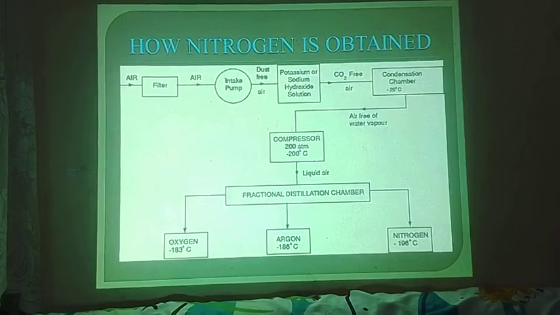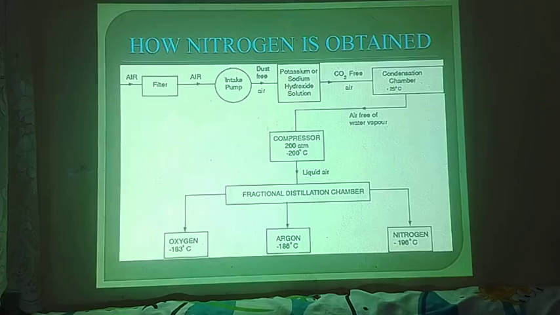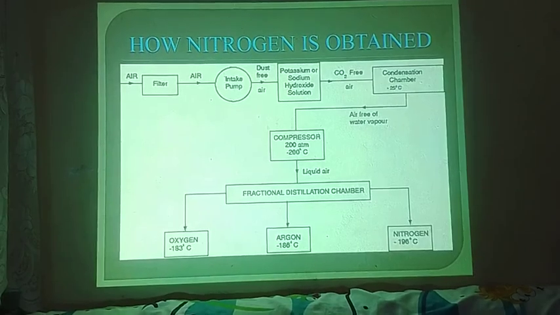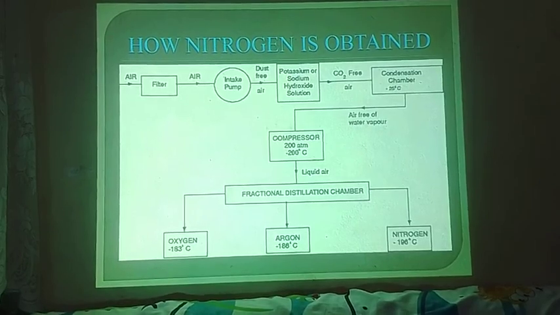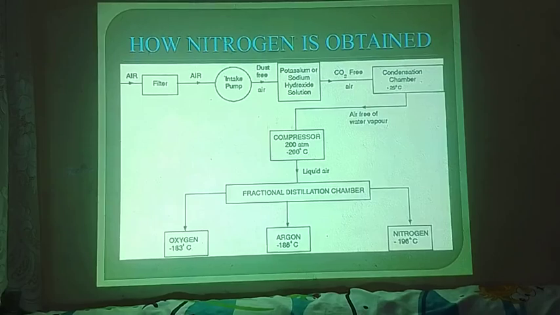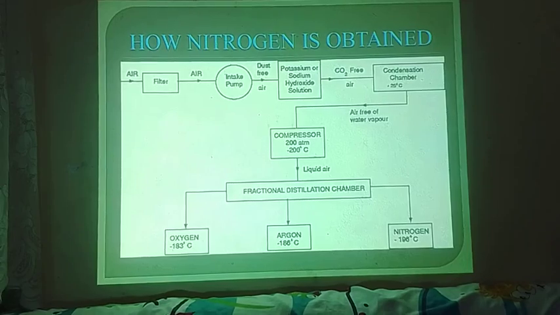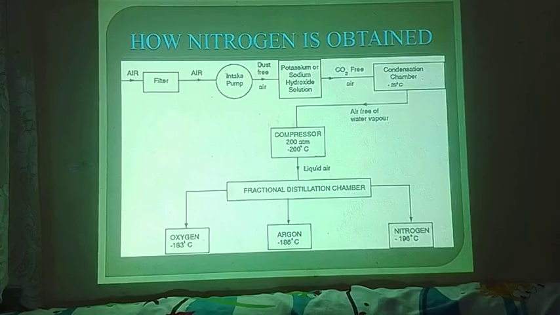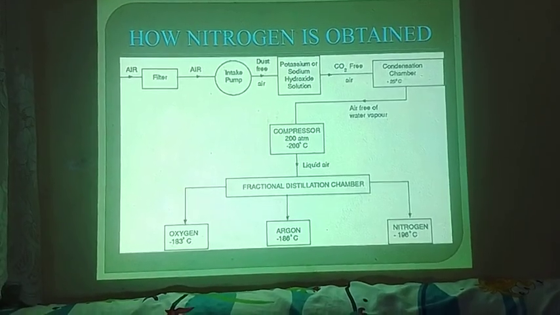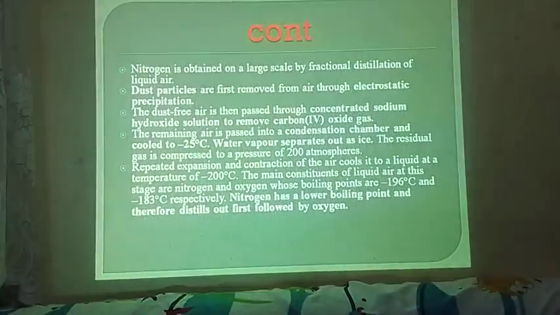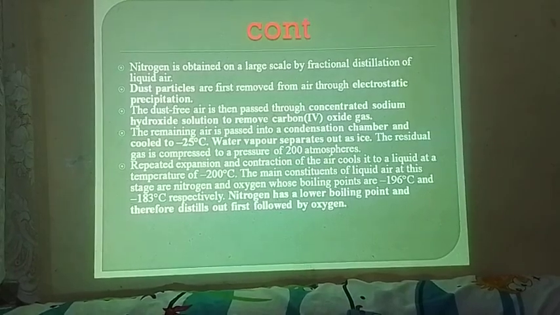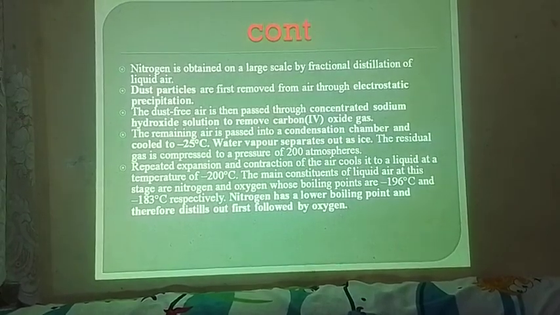Then taken to a compressor of 200 atmospheres, together with this is -200 degrees Celsius. Then the 3 gases are being obtained because they have some difference in their boiling points. You can see nitrogen has a -196. That means it's going to be distilled out first because it has a low boiling point compared to argon of -186 and oxygen of -183. And that's how we obtain, of course, nitrogen.